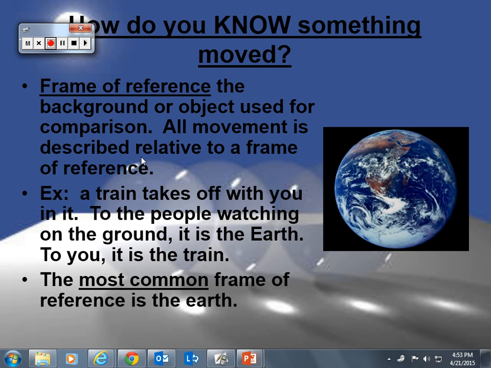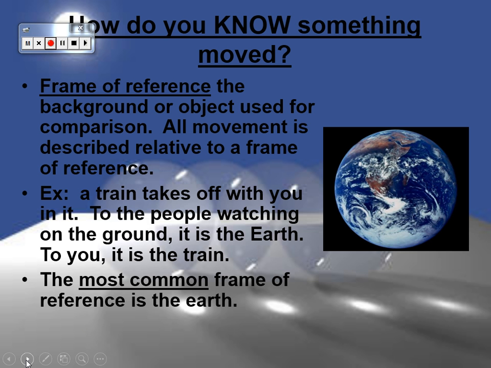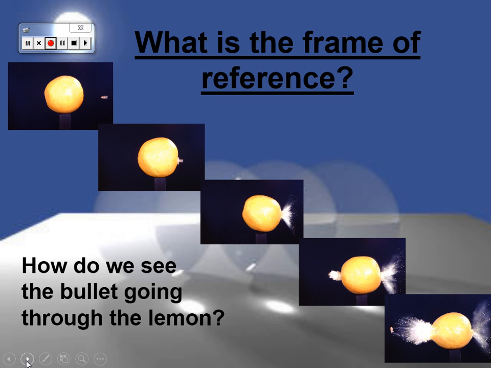Okay, so we'll practice this more in class. This is one that's not easy to understand. We showed this one in class. We noticed that the lemon is standing still in each of the pictures. It's sitting on a platform, and that's how we know the bullet is moving through it.